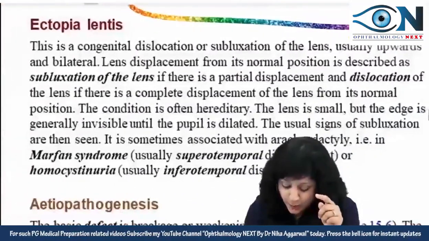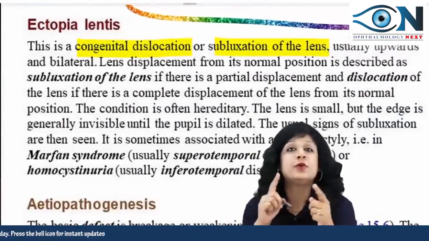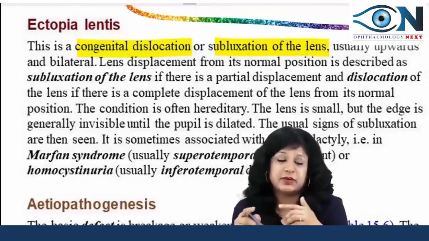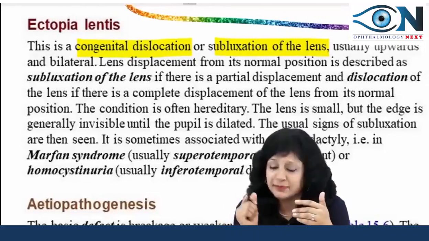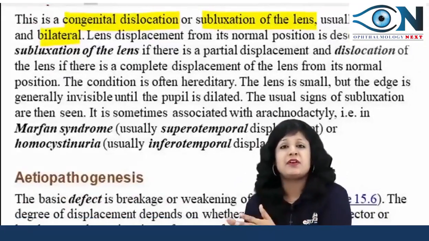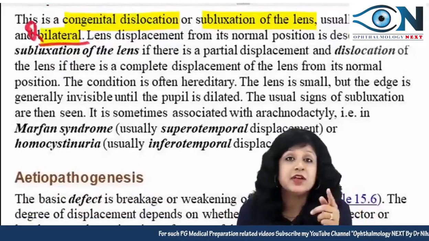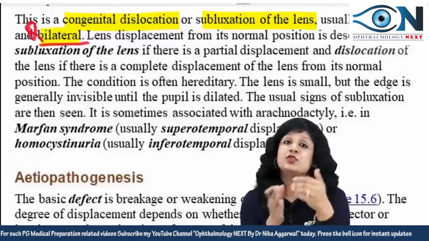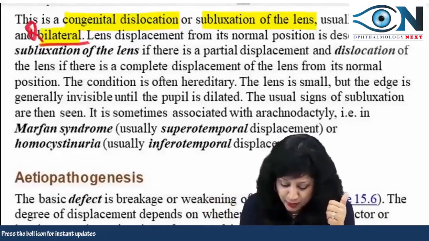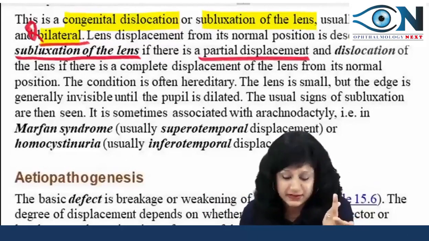Then we come to the ectopia lentis. Now this is your congenital dislocation or subluxation of the lens. I hope you remember what is the difference between the dislocation and the subluxation. It is a partial displacement, which is the subluxation. Usually it is upwards and bilateral. So it could be inferior also, it could be unilateral also, but it is usually upwards and usually bilateral. You can remember it as the opposite of coloboma. Coloboma is usually unilateral and on the inferior side, while this is usually upwards and bilateral. Lens displacement from its normal position is the subluxation of the lens. If there is a partial displacement, dislocation means complete displacement.